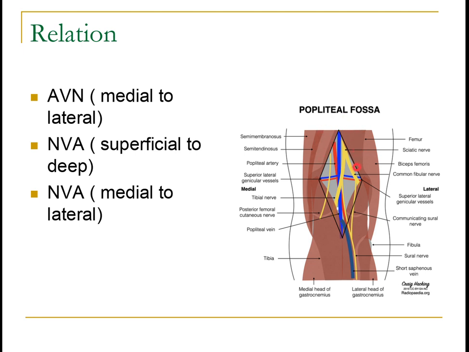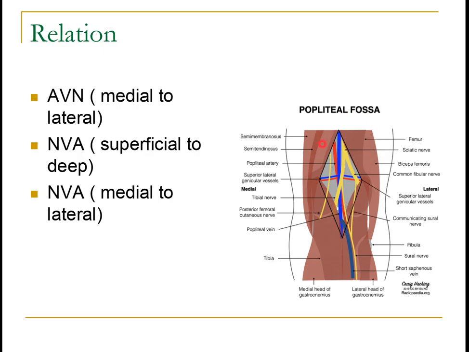So, in the upper part, if you see from medial to lateral, the first structure is the popliteal artery. Next, you will see the popliteal vein and then the sciatic nerve. So, in the upper part, it is AVN. Whereas in the middle part, from superficial to deep, it is nerve, vein and artery. And in the lower part, from medial to lateral, it is nerve, vein and artery.